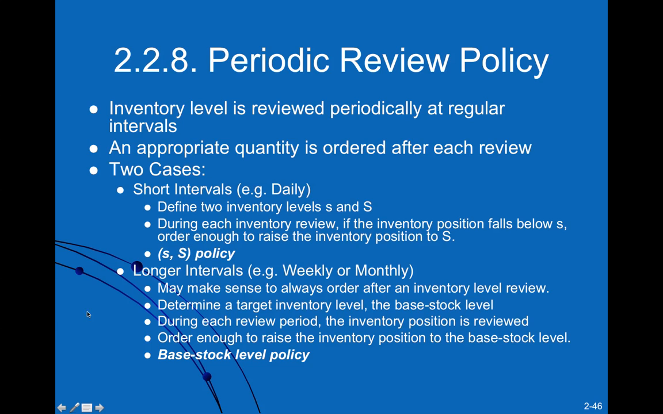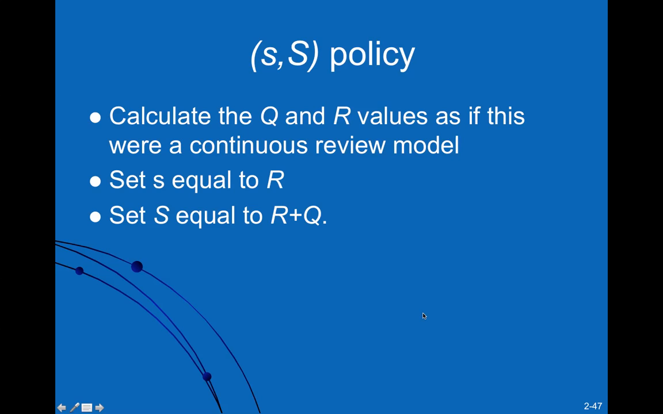Now you know that if we use longer review intervals, then we have to carry more safety stock, because there's a pretty good chance you could run out. So it may make sense to always order after an inventory level review. Determine a target inventory level, the base stock level. During each review, the inventory position is reviewed, and you order enough to raise it to that base stock level. That's essentially what the policy or the approach looks like.